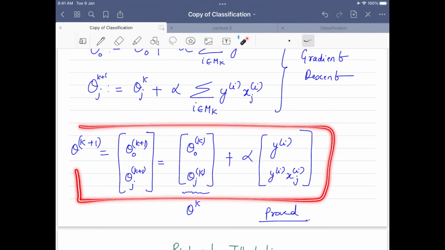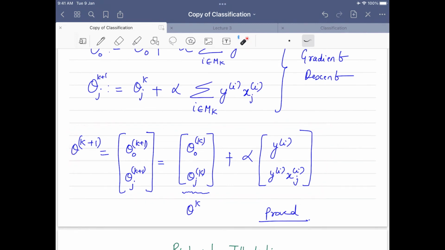So this is the gradient descent for the perceptron algorithm, and you can see that all the samples i belong to the misclassified points. They are not all the samples in the data set, but only the points in the misclassified data set. So you cannot do gradient descent for all the points; you have to do it only for the misclassified points.